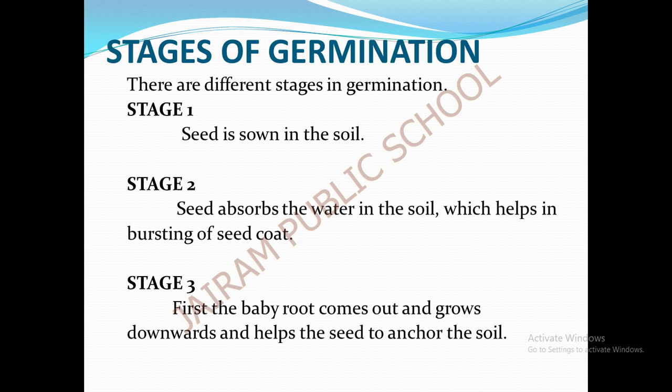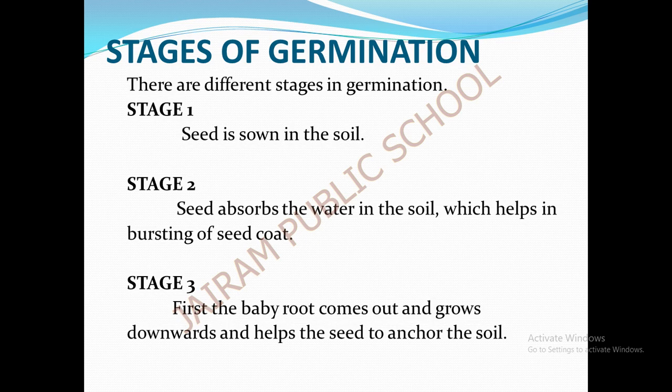First, stage 1 is that we put a seed in the soil. If I want to plant a tomato plant, I will put the tomato seed in the soil and water the seed regularly, and the seed absorbs the water in the soil and starts to grow. So what is the result? The seed coat starts to burst and the baby root comes out. The second stage is bursting of the seed coat.